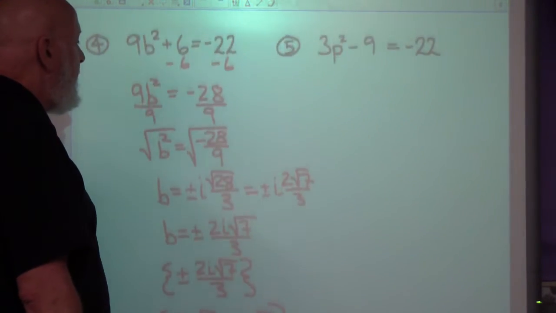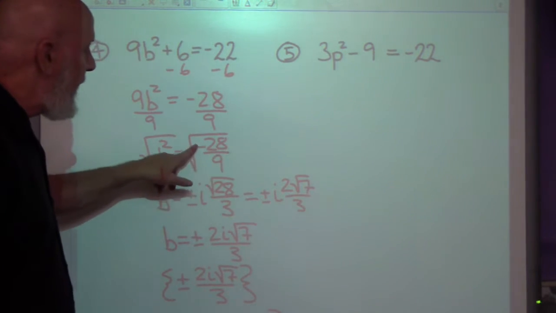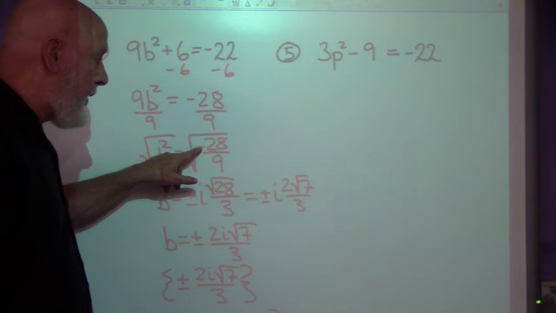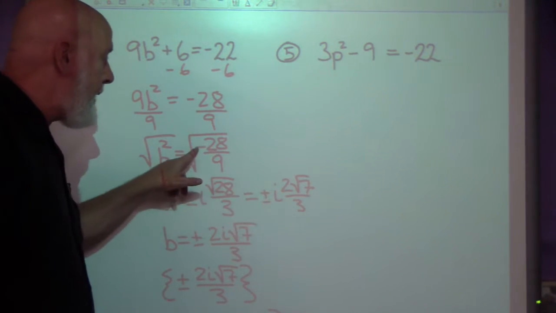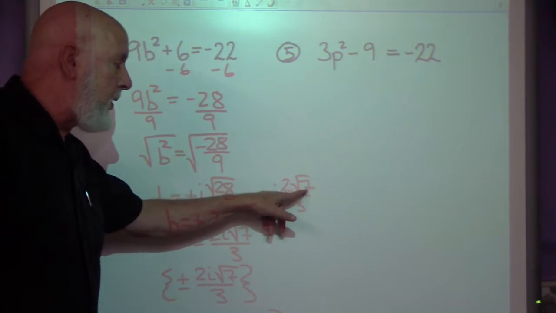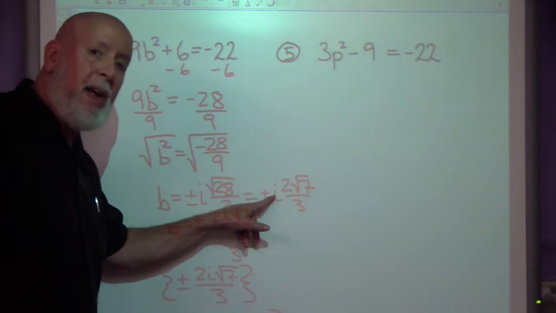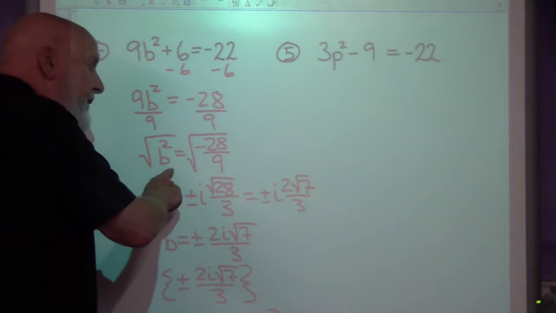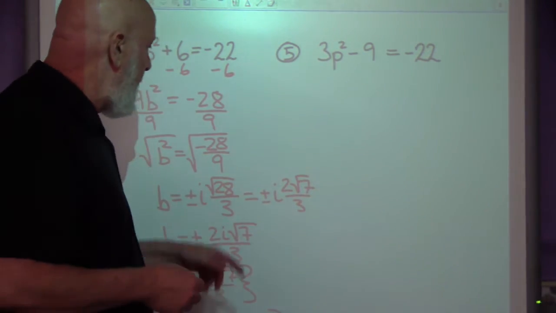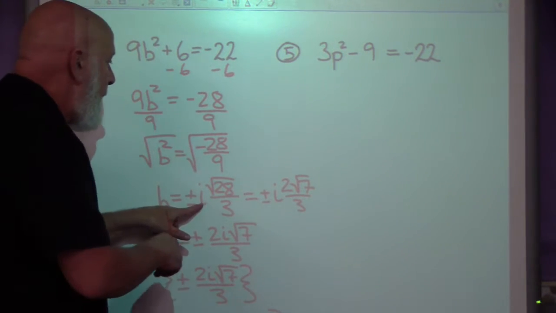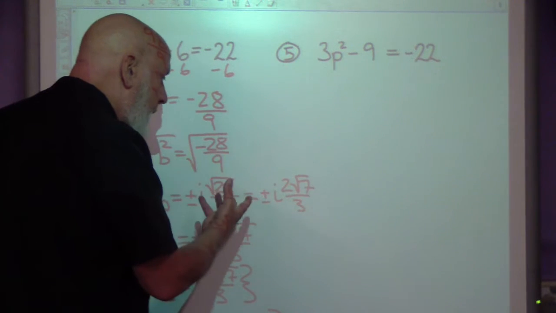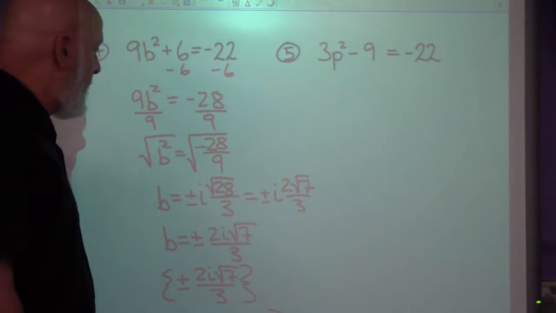At this point, if you did this with your calculator very carefully, don't put the minus sign under there. Just remember there's going to be an i there, and do the 28 over 9 with your calculator. It'll tell you 2 radical 7 over 3. But don't forget your i. You got to pull that i out first, because your calculator won't take the square root of a negative. It'll tell you domain error. So pull that out as an i, and then you can take the square root of 28 over 9, just the way it looks, with your calculator, and it'll tell you 2 radical 7 over 3.